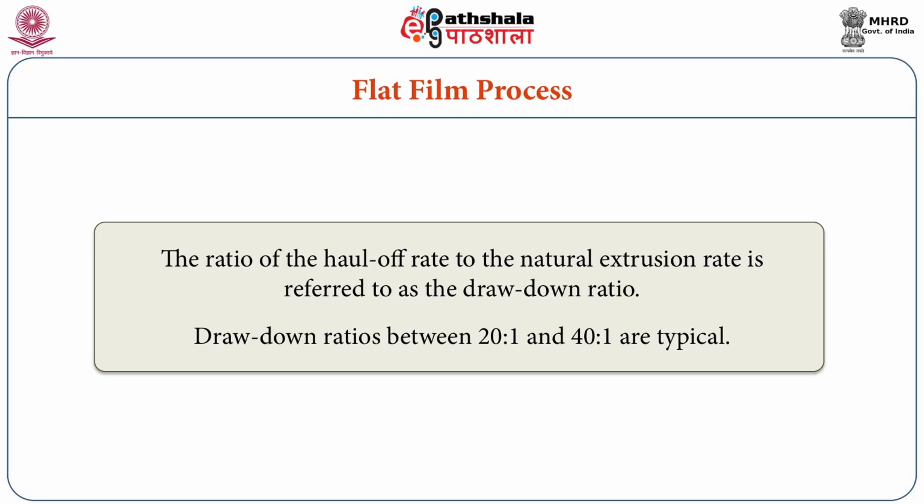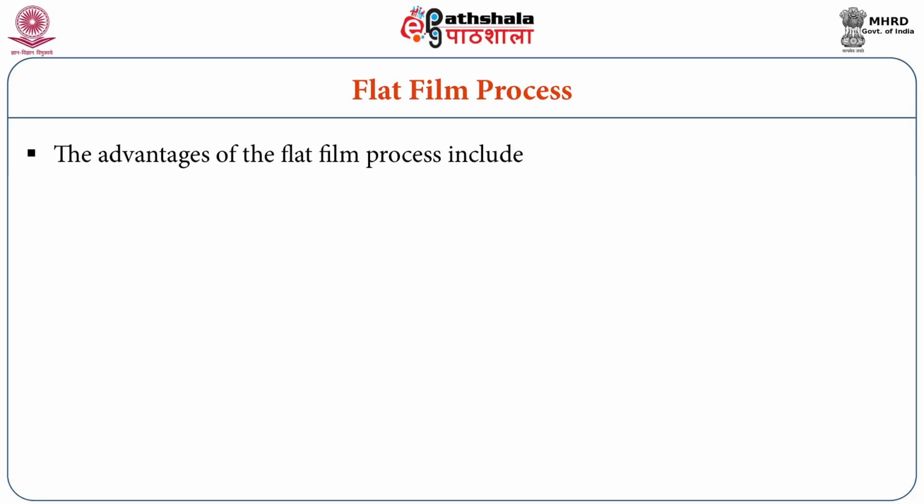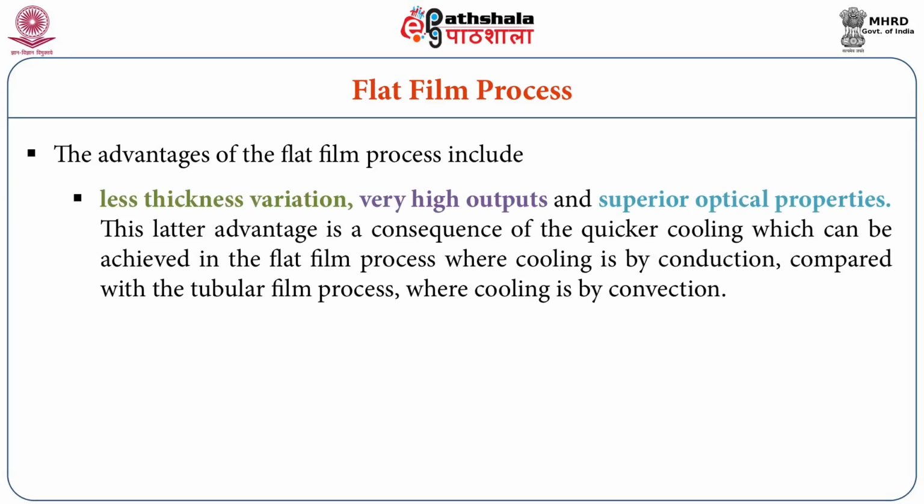Drawdown ratios between 20:1 to 40:1 are generally typical. The advantages of flat film processes include less thickness variation, very high outputs and superior optical properties. This latter advantage is a consequence of the quicker cooling which can be achieved in the flat film process, where cooling is by conduction, compared with the tubular film process where cooling is done by convection.